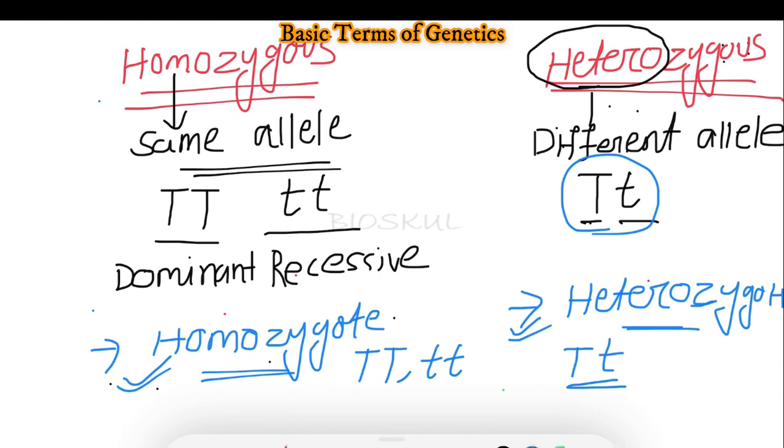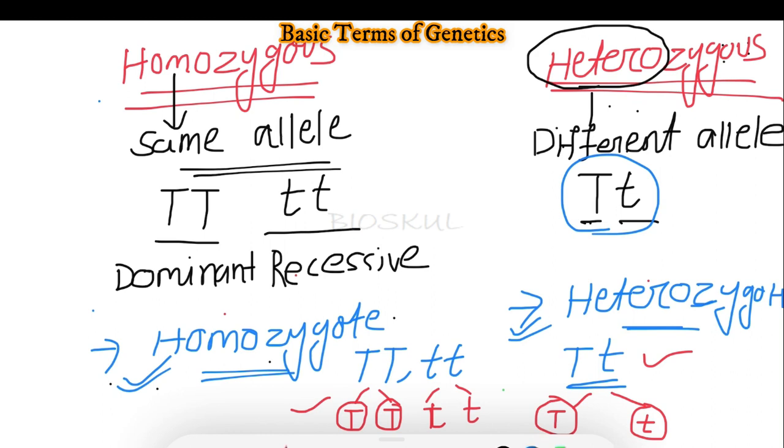A homozygote will produce similar types of gametes, right? But a heterozygote will always produce two different types of gametes. As it has two different alleles, it will produce two different types of gametes. But a homozygote, as it has two similar alleles, will always produce similar gametes. Hope this video will help you a lot, and it cleared the concepts of homozygous, heterozygous, phenotype, genotype, and gene and allele.